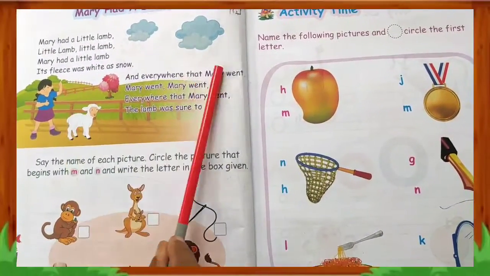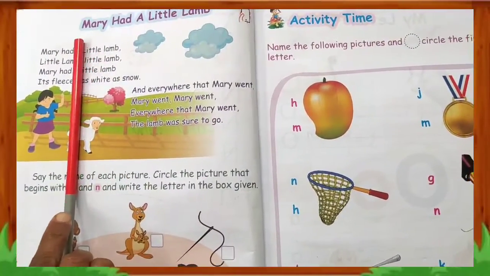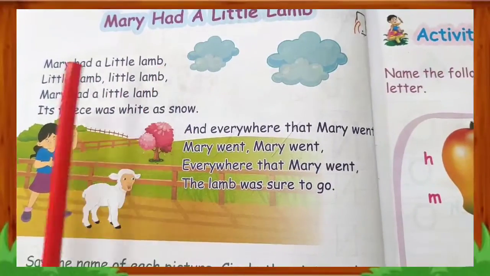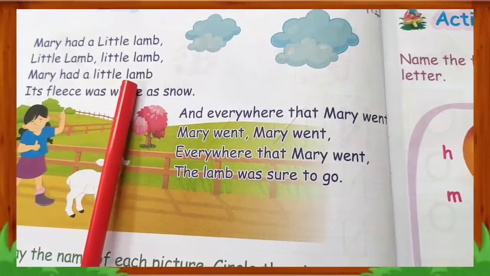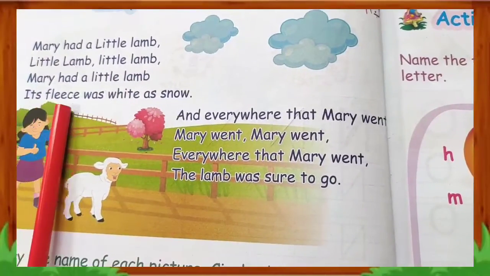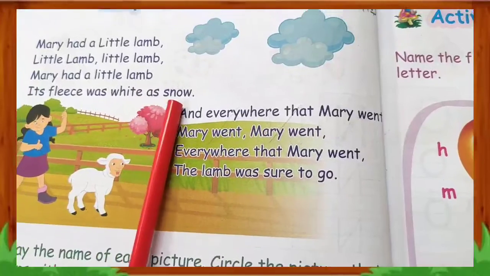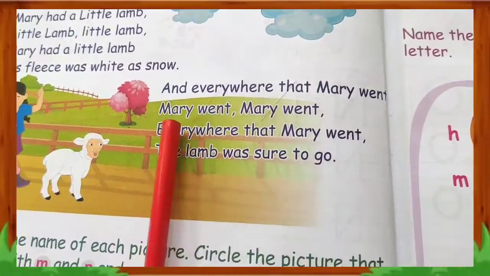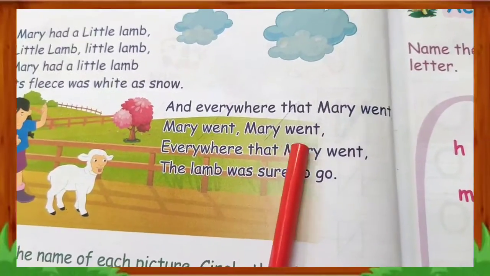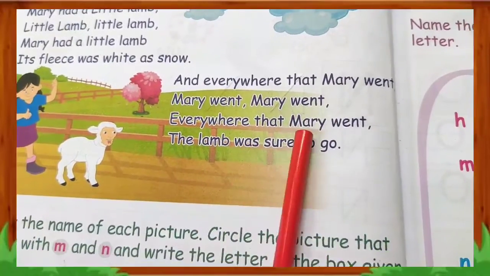Here a rhyme. Start with M. Mary had a little lamb, little lamb, little lamb. Mary had a little lamb, its fleece was white as snow. And everywhere that Mary went, Mary went, Mary went. Everywhere that Mary went, the lamb was sure to go.